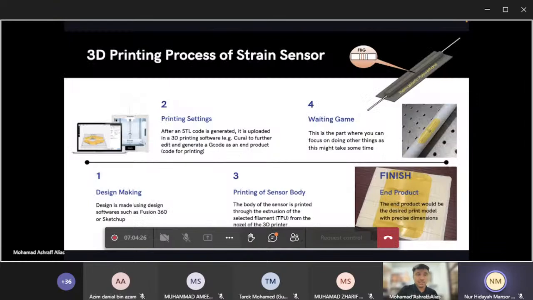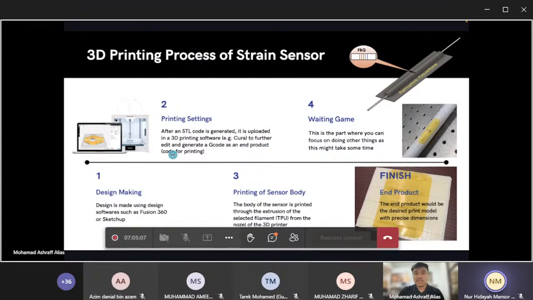Okay, moving on. This is the 3D printing process of the strain sensor, in which you first have to design the sensor using any design software that you are comfortable with, such as Fusion 360 or SketchUp. For me, I prefer using Fusion because of its features. And then from here, you will generate an STL file, which will be uploaded into 3D printing software, for example, Cura or Prusa Slicer, depending on which 3D printer you are using. And then from this 3D printing software, you can further edit and generate a G code as an end product.